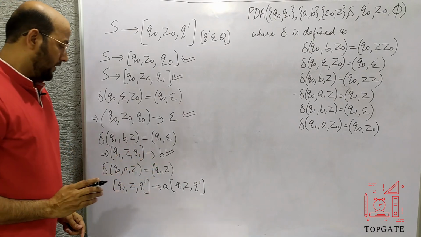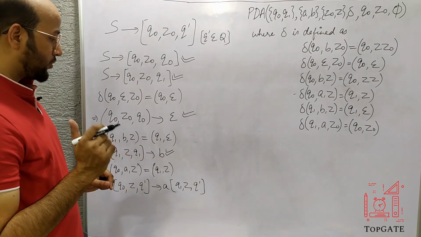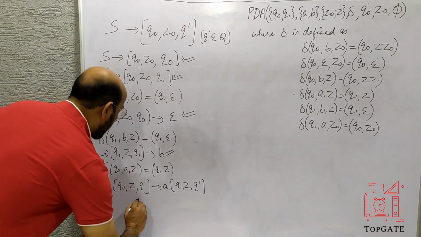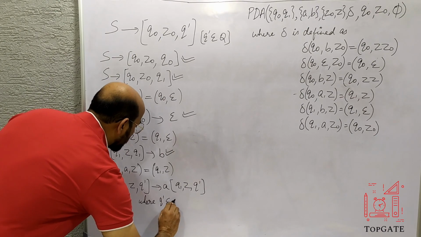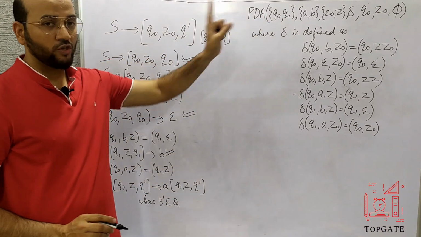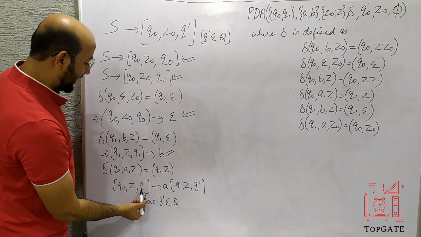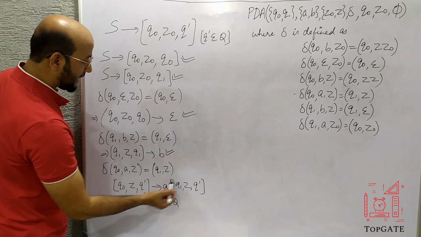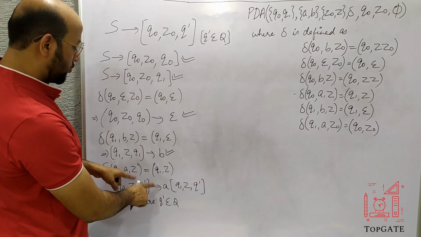Now what is q dash? Q dash belongs to capital Q. And what is capital Q? In capital Q we have two things, q naught and q1. Once I'll take both as q naught, and once I'll take both as q1. So I'll get two rules for this one.